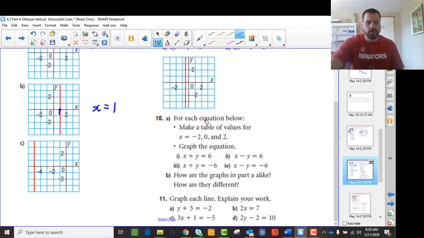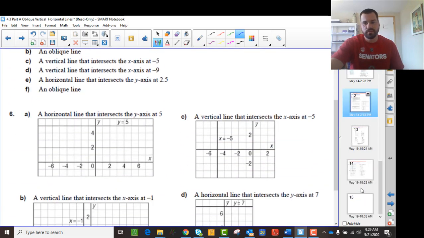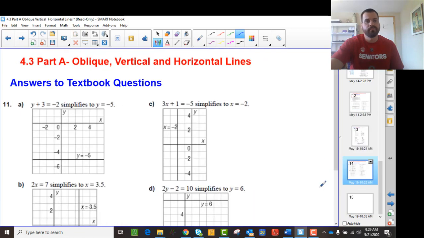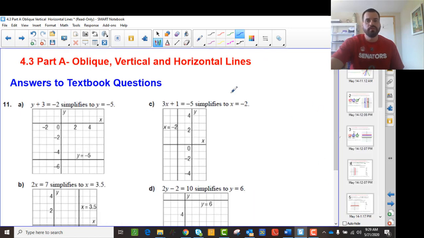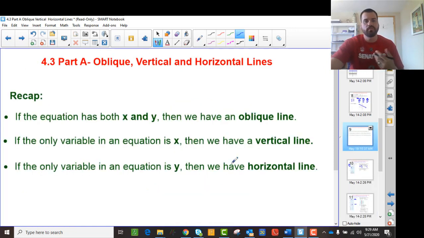And then again, you can go through the rest of these. I think they're fairly obvious, and the answers are also included, okay, for all of them. So I'll leave those for you to do, but that's the concept of an oblique, vertical, and horizontal line. And again, I'll just leave you here with this summary statement because that's really what is most important.